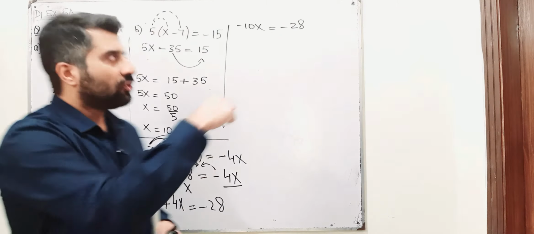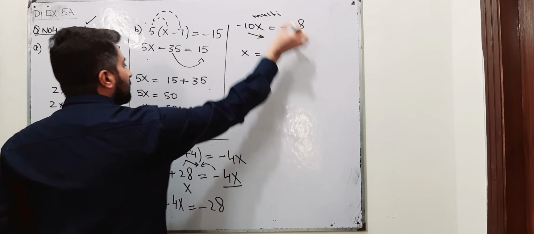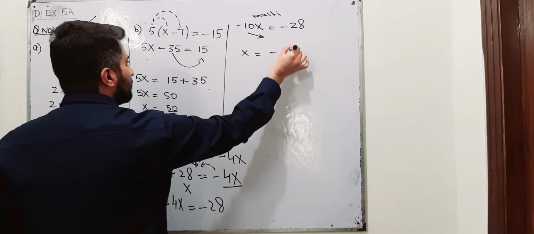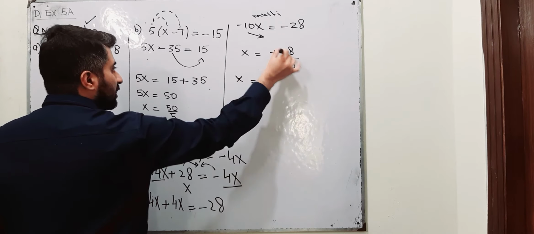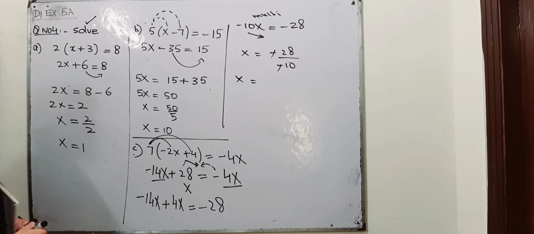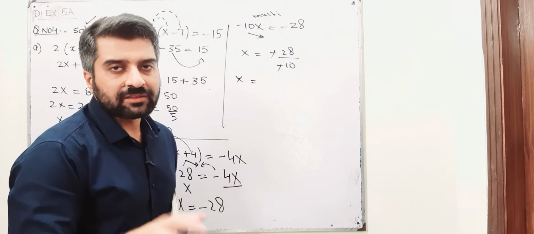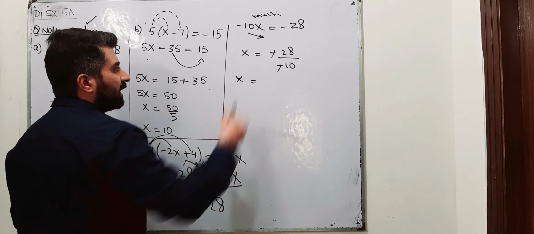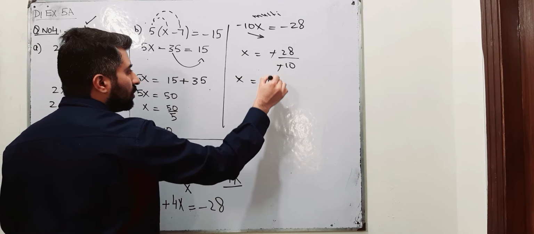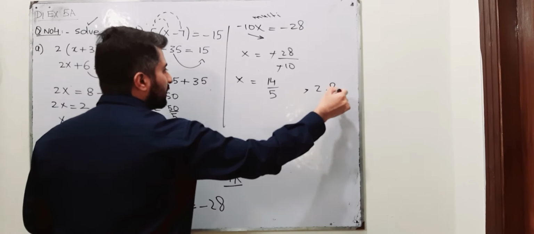This minus 10 will be moving to the other side of the equation. Here this minus 10 is being multiplied by x. On the other side it will be divided. It will divide minus 28, minus goes with minus, so 28 over 10. You have two options: give your answer in fraction or you can write it in decimal as well. If you want to write your answer in fraction, divide the numerator and denominator by 2, 14 over 5. However, in decimals it will be 2.8.